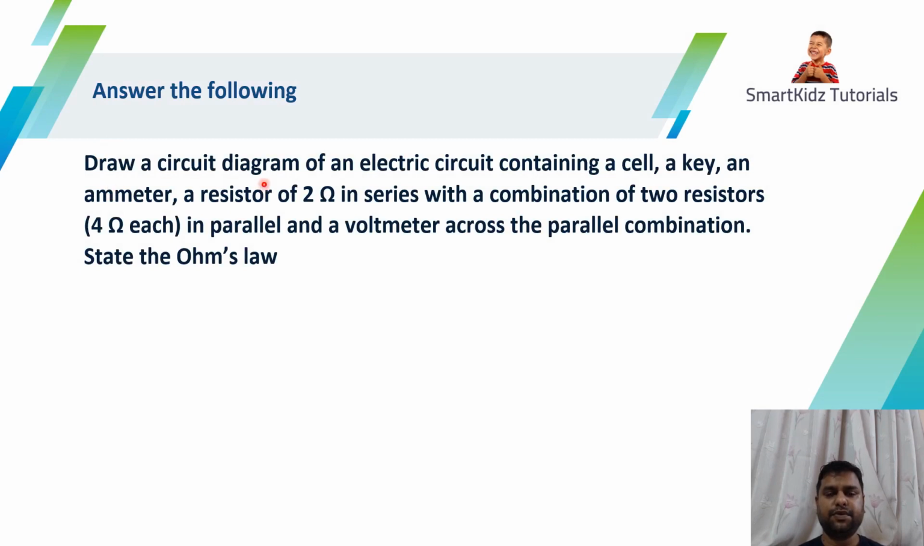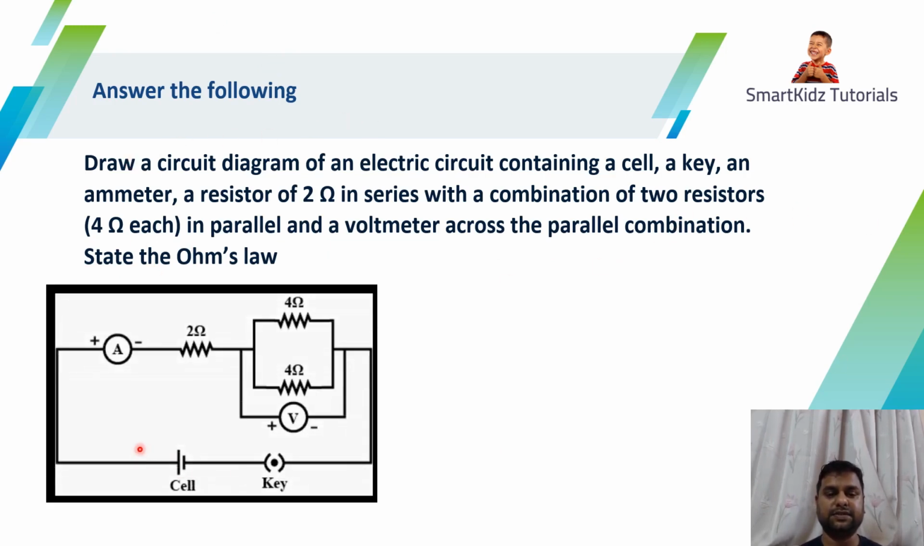this is a problem. Draw a circuit diagram of an electric circuit containing a cell, a key, an ammeter, a resistor of 2 ohms in series with a combination of 2 resistors, 4 ohms each, in parallel, and a voltmeter across the parallel combination. There's another part to this question. State Ohm's law. First, a diagram needs to be drawn, and the diagram should look something like this.